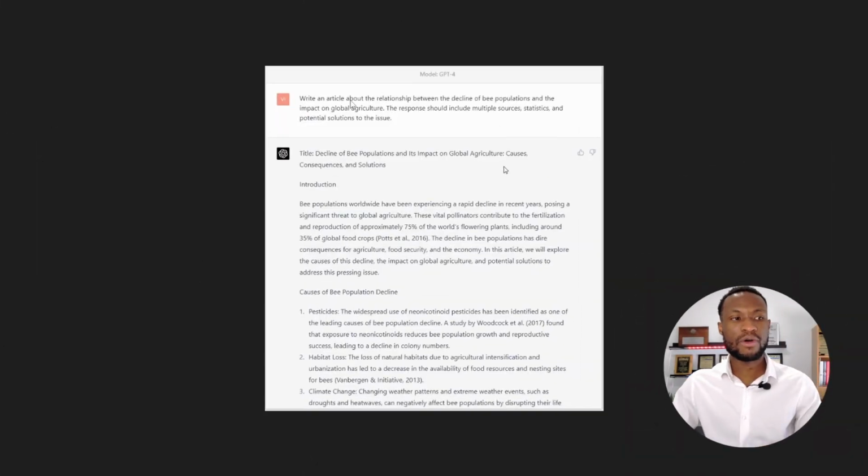Here's an example. We've told GPT-4 to write an article about the relationship between the decline of bee populations and the impact on global agriculture. The response should include multiple sources, statistics, and potential solutions to the issue.